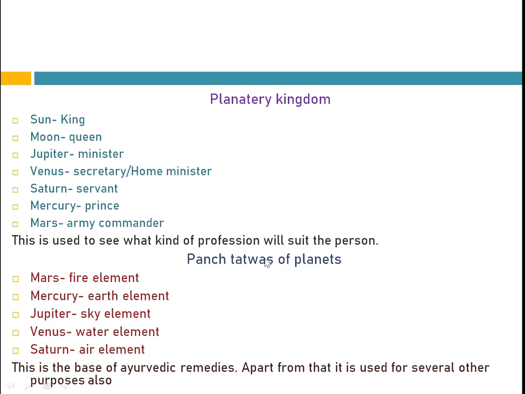This is the planetary kingdom. This is the element. Suppose a person is having a problem in the ear. So if Jupiter is afflicted, the person will experience much negative effect related to sound. Why? Because Jupiter is the sky element, or Jupiter rules the sound element. Saturn is the air element also. So this is the basic.